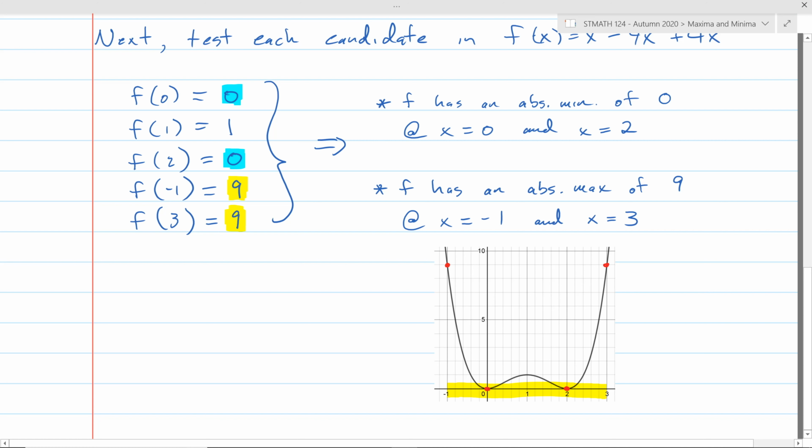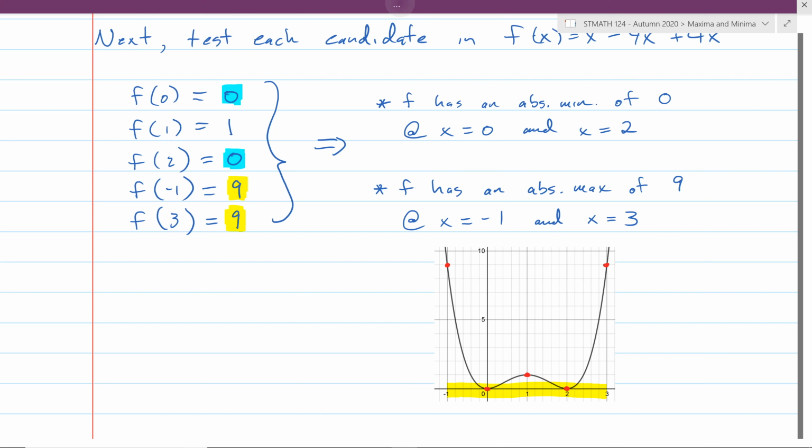F of 1 was, in fact, a local minimum there, but it wasn't an absolute minimum. So our procedure worked perfectly here. And we also see that the absolute minimum doesn't have to just happen at one place. You can get the absolute minimum happening at multiple places. And same thing with the absolute maximum.